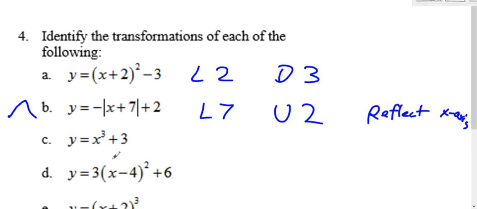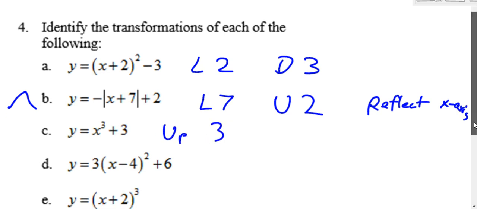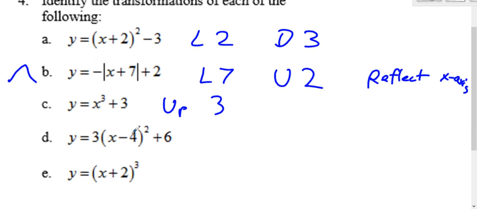X cubed plus 3 is going to take x cubed and just shift it up 3. The minus 4 in with the x is going to move it right 4. The plus 6 is up 6. The 3 is just going to stretch it vertically a little bit. Plus 2 in parentheses is going to shift that left 2.